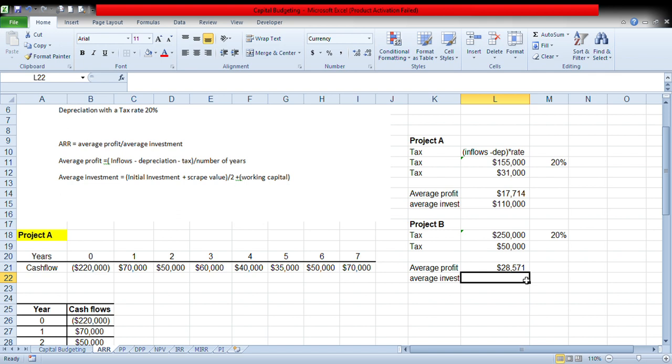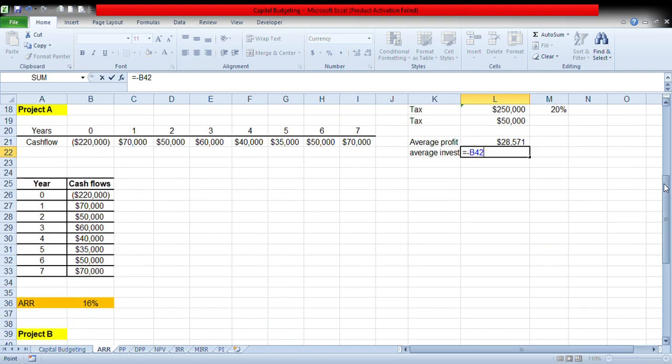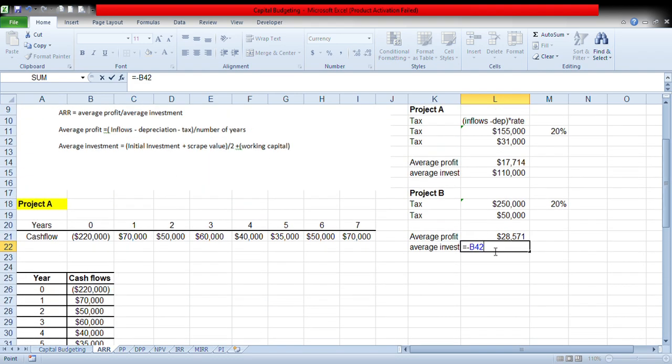Now let's calculate the average investment. Initial investment is 2,20,000 for project B, same as project A. Then divide by 2, you will get your 1,10,000, same average investment. Understand? Because average investment is the same for both projects. Now apply in the formula.